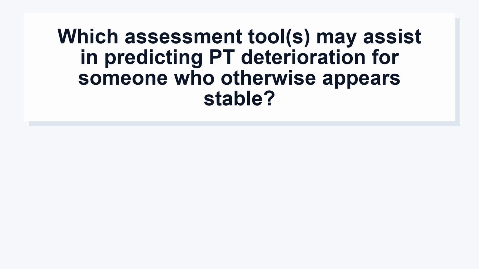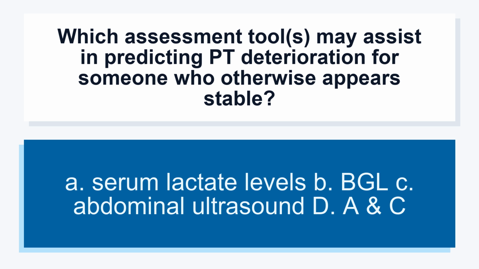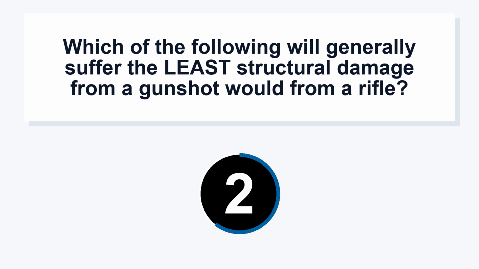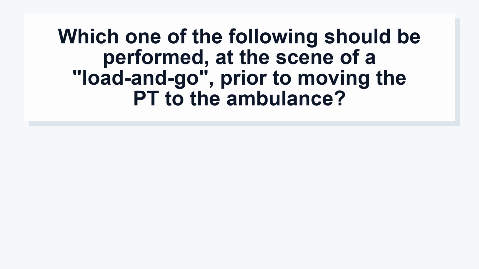Which assessment tool may assist in predicting patient deterioration for someone who otherwise appears stable? A. Serum lactate levels. B. BGL. C. Abdominal ultrasound. D. ANC. Which of the following will generally suffer the least structural damage from a gunshot wound from a rifle? A. Spleen. B. Kidney. C. Liver. D. Lung.